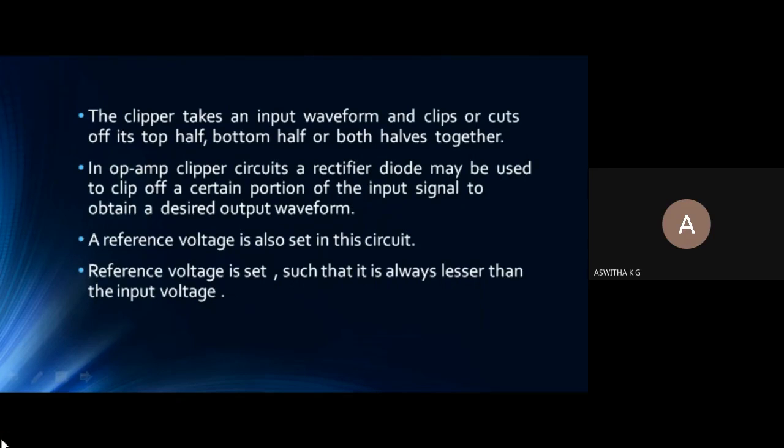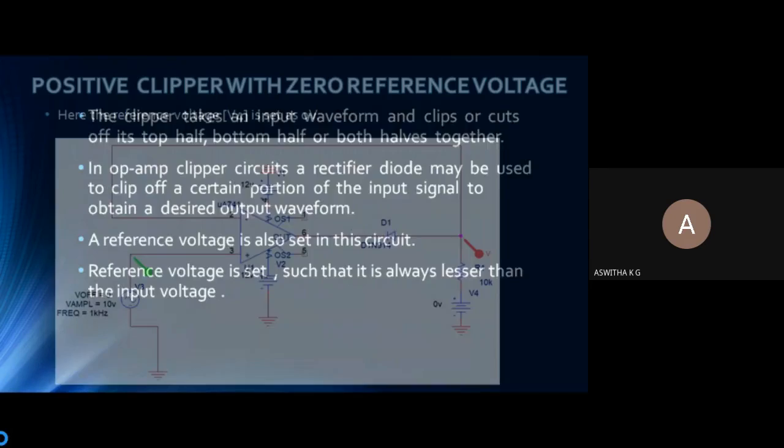The clipper takes an input waveform and clips or cuts off its top half, bottom half, or both halves together. In an op-amp clipper circuit, a rectifier diode may be used to clip off a certain portion of the input signal to obtain a desired output waveform. A reference voltage is also set in the circuit. The reference voltage is set such that it is always lesser than the input voltage.